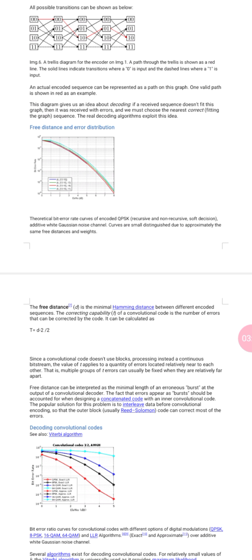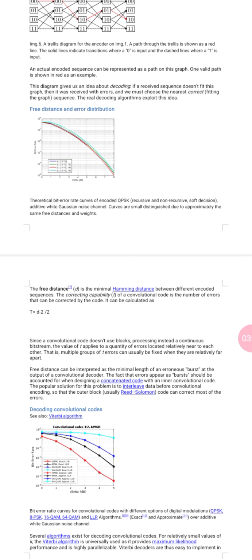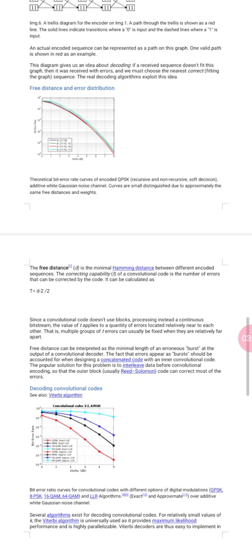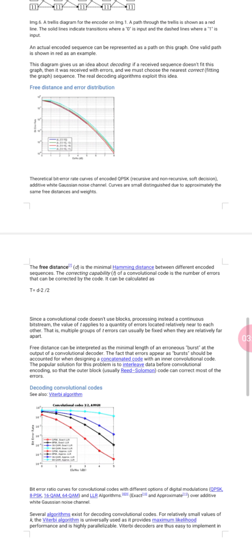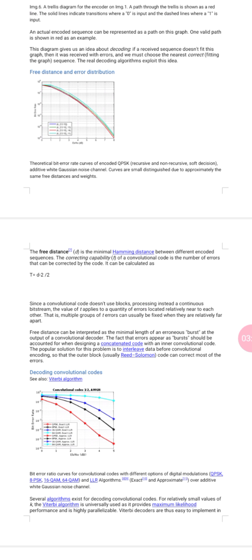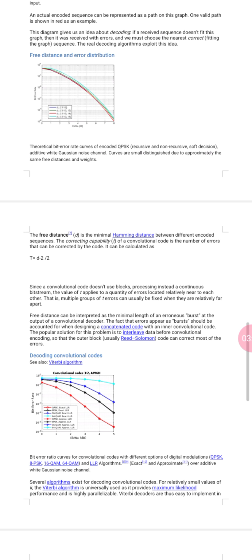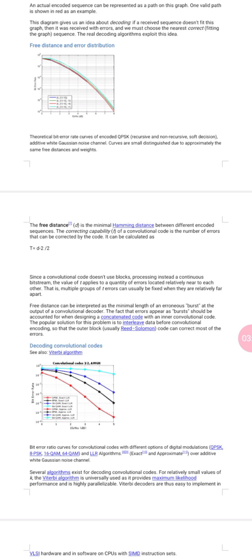Okay, this diagram gives us an idea about the decoding. If the received sequence does not fit this graph, then it was received with error and we must choose the nearest correct sequence fitting the graph. The real decoding algorithms exploit this idea.